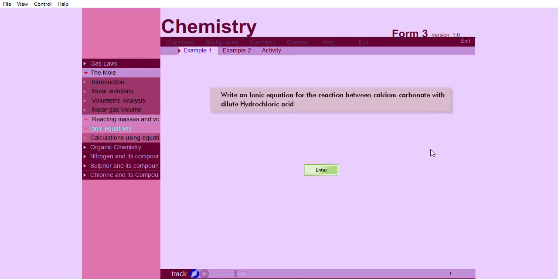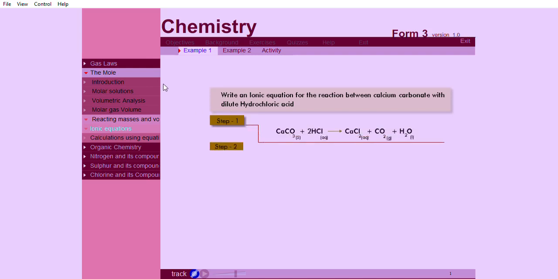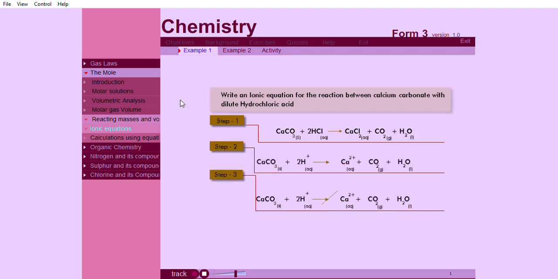Write an ionic equation for the reaction between calcium carbonate and dilute hydrochloric acid. Step 1. Write a chemical equation. This is also called a stoichiometric equation. Step 2. Check the substances which remain in the same state and whose ions are free.